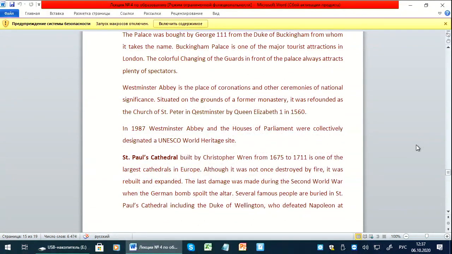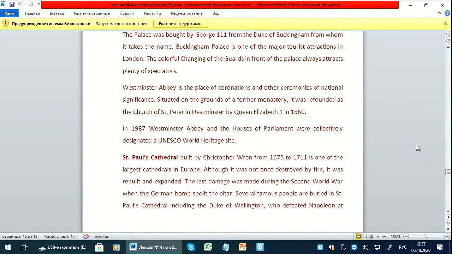Westminster Abbey is a place of coronations and other ceremonies of national significance. Situated on the grounds of a former monastery, it was refounded as the Church of St. Peter in Westminster by Queen Elizabeth I in 1560.